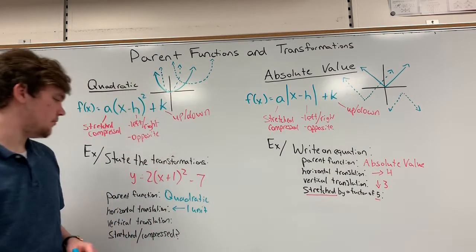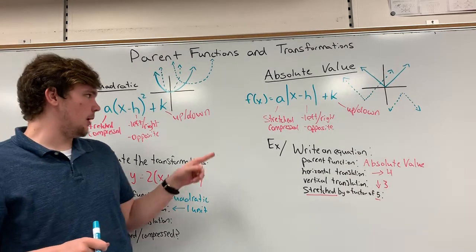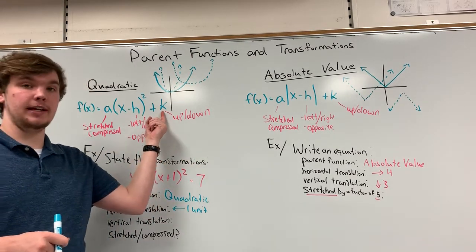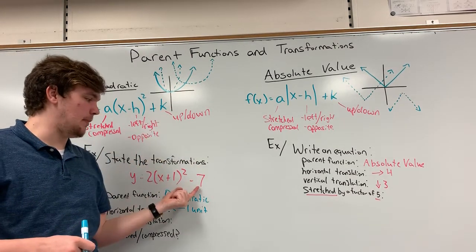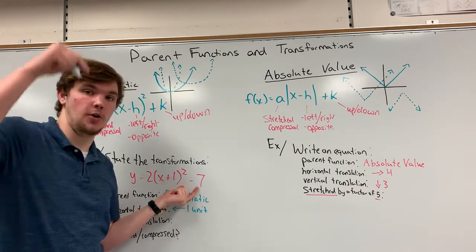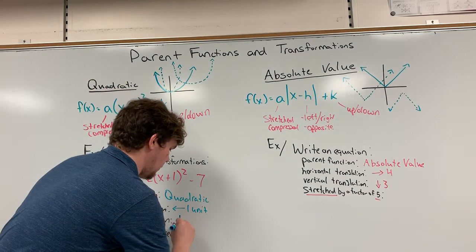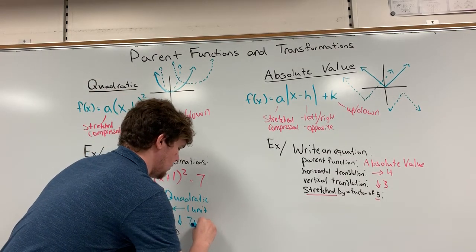Okay. And then for my vertical translation, I'm looking at this k value at the end, this minus 7 right here. Since it's minus 7, I'm thinking it must go down 7 units. So, down 7 units.